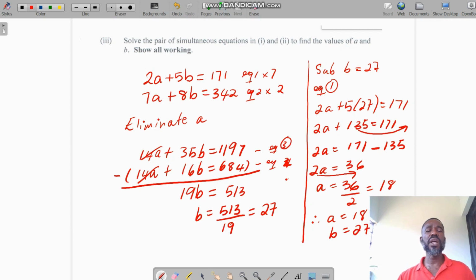So this is how you would have approached the elimination method in solving simultaneous equations. Again, remember, question 2 of the CXC paper is algebra, students.